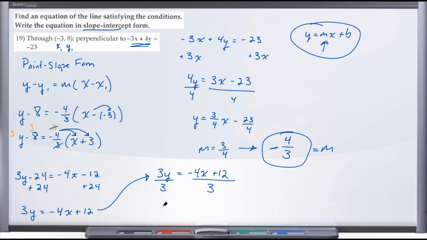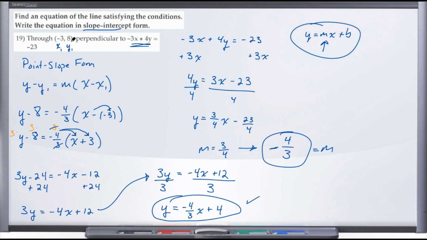That'll leave us with y equals negative 4 over 3x plus 12 over 3, which comes out nicely as just a positive 4. All right, and that is our final answer: y equals negative 4 over 3x plus 4.